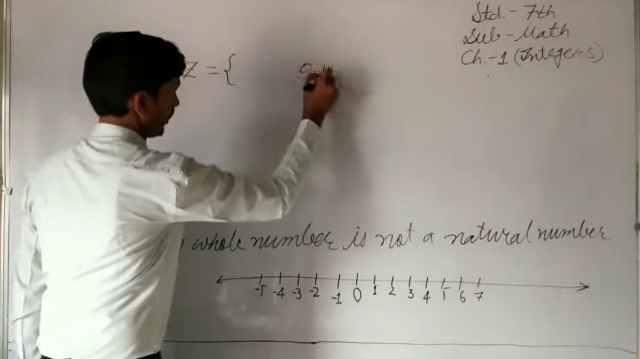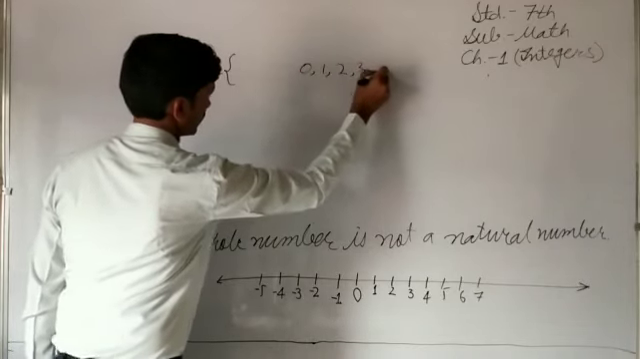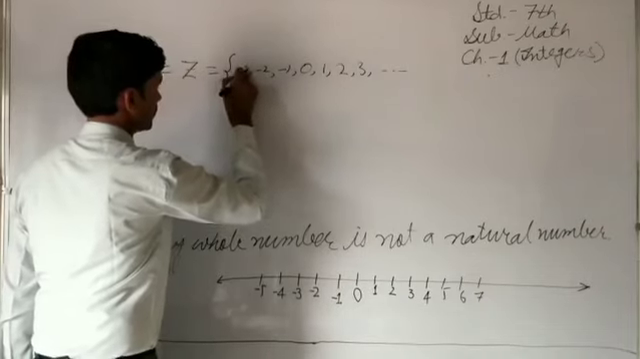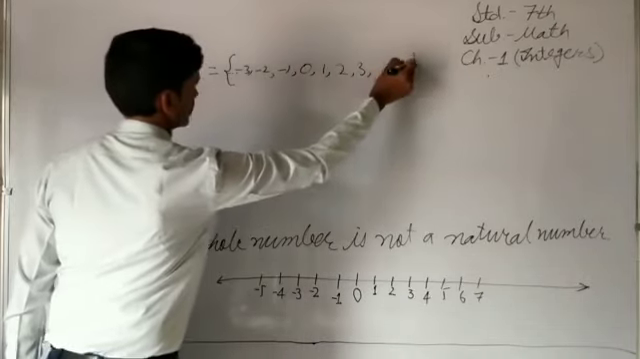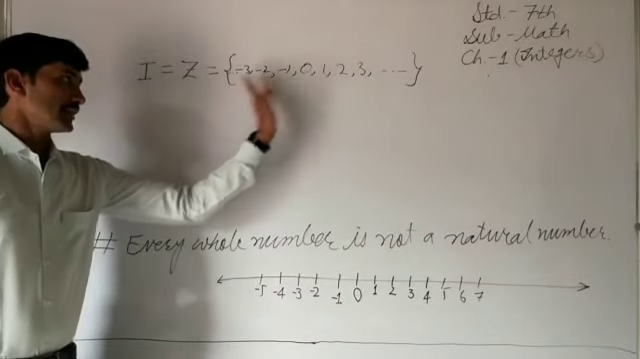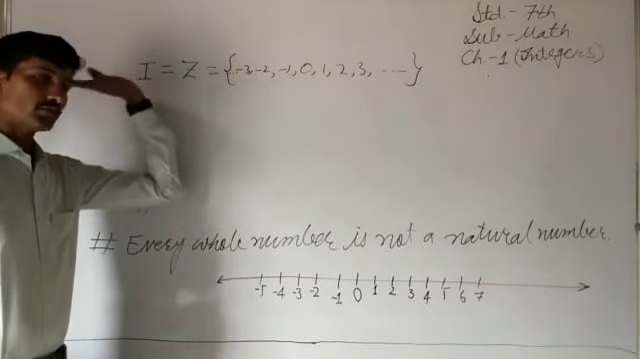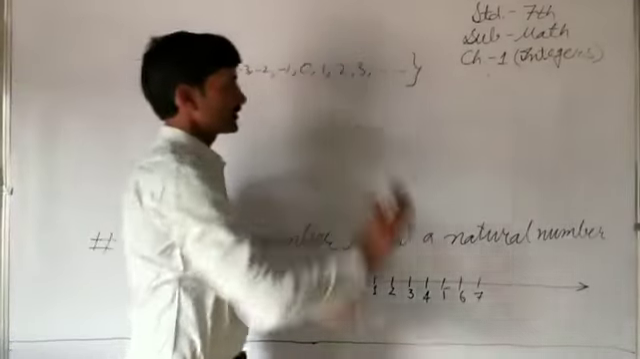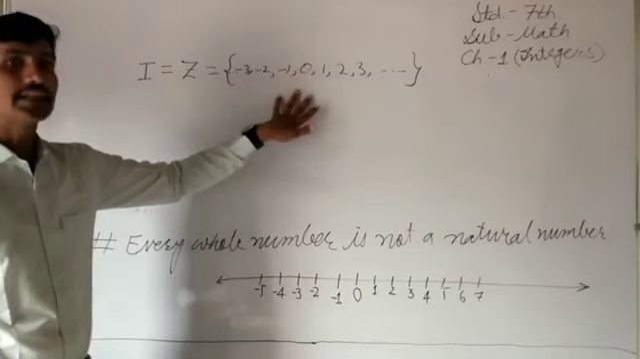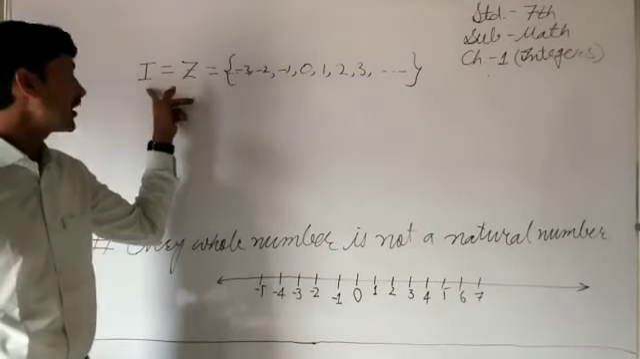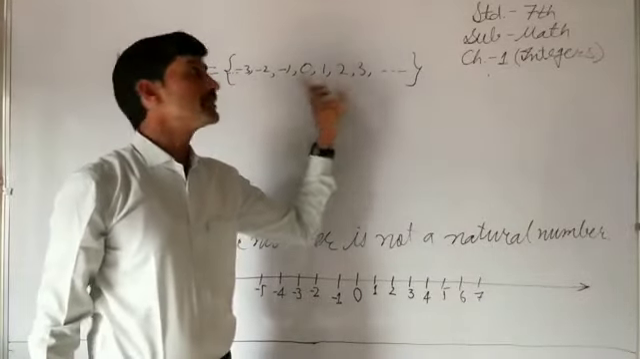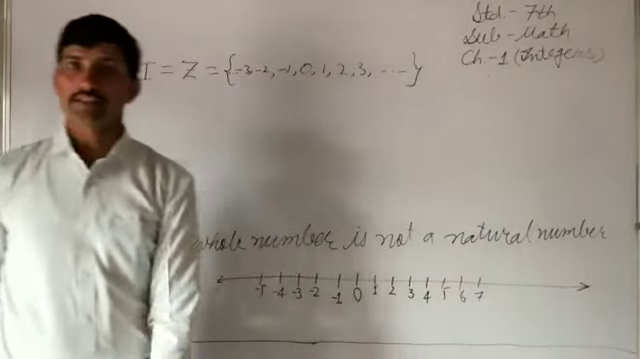0, 1, 2, 3 and so on. Minus 1, minus 2, minus 3 and so on. So 0, 1, 2, 3, this side minus 1, minus 2, minus 3 and so on. All these numbers which we have put here in this bracket, or this collection of numbers which we are denoting by I or Z, is known as a collection of integers. Means these numbers are integers.